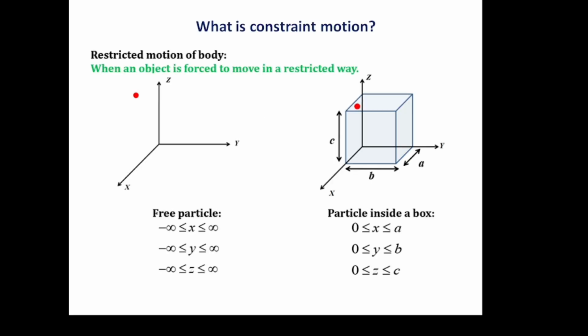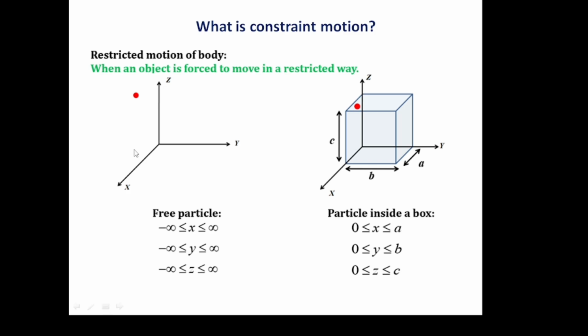Hello students, today we will discuss one important topic of classical mechanics that is called constraint motion. So first we will discuss what is constraint motion. Constraint motion is when an object is forced or compelled to move in a restricted way due to some obstacles or geometrical restrictions. So first we will take one example.